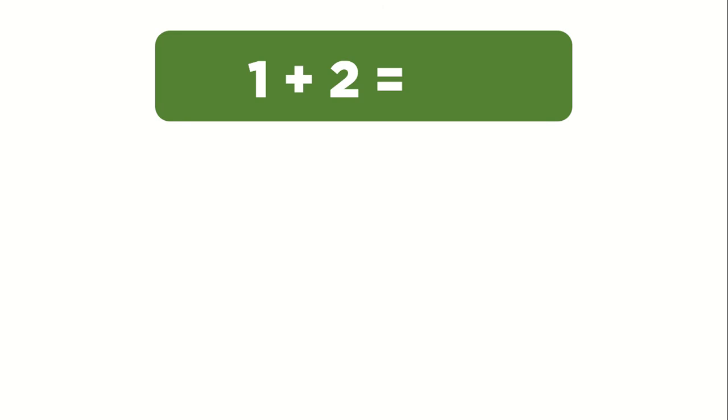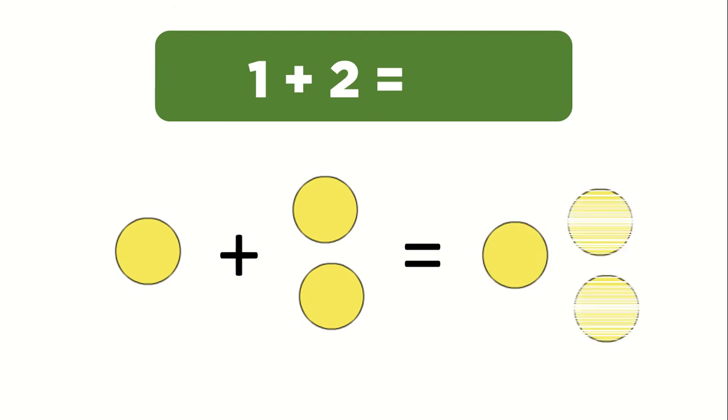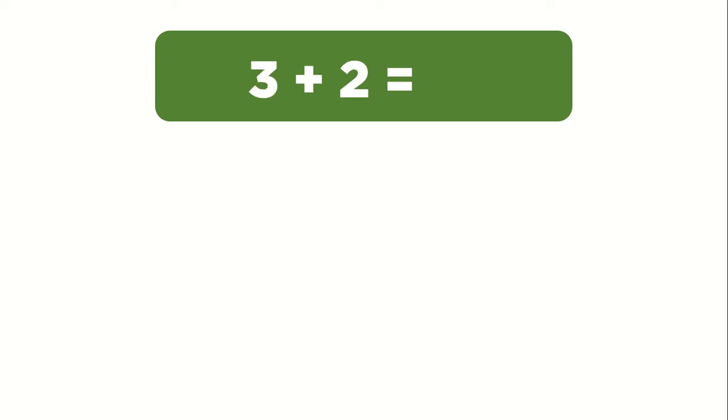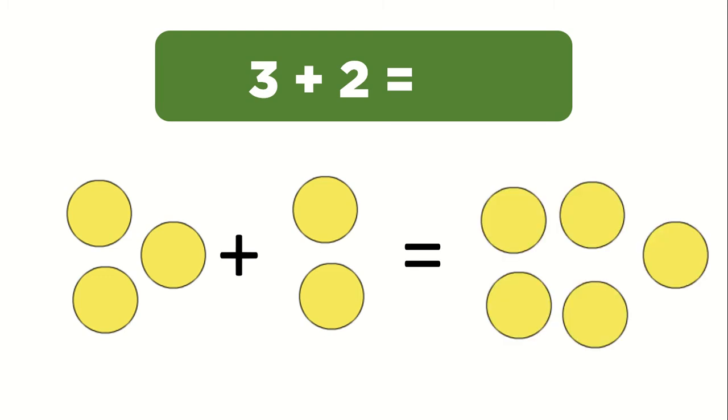If there is only one positive member, or we say one counter, and we add two more counters, putting them together will give three counters. Since it's yellow, the answer is positive 3. Another example would be 3 plus 2. 3 can be represented by 3 yellow counters, and we add 2 yellow counters. Combining them will give you 5 yellow counters. That means it's positive 5.